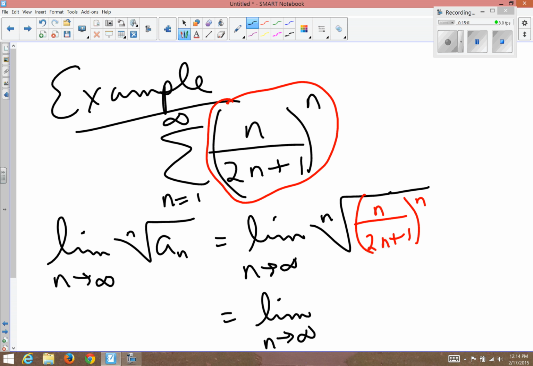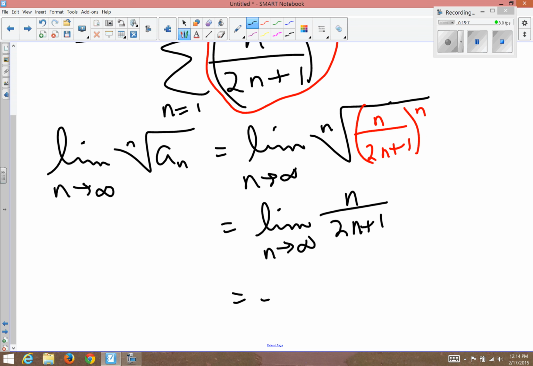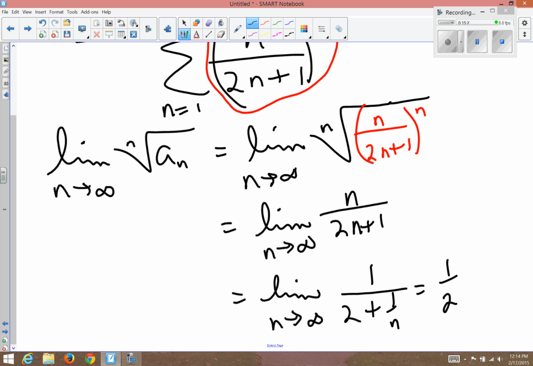The nth root of the red is n over 2n plus 1. The nth root of something to the nth power is just the something. This is equal to the limit as n approaches infinity of 1 over 2 plus 1 over n, which is 1 over 2 plus 0, which is less than 1.